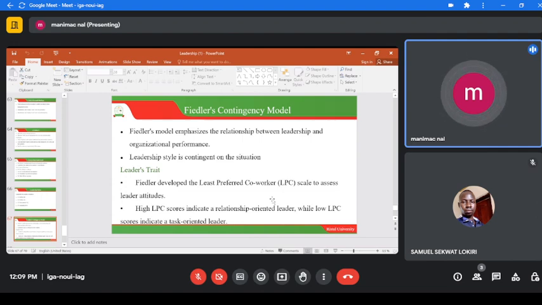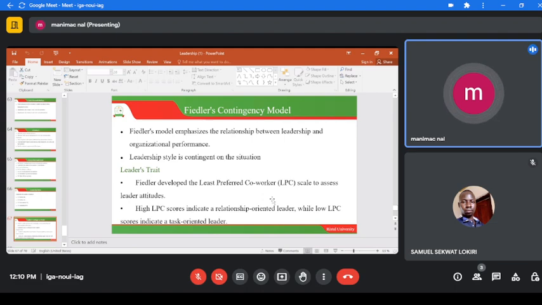Furthermore, we shall also look at Fiedler's contingency model, which emphasizes the relationship between leaders and organizational performance. It is also a leadership style that is contingent on the situation in a given working environment. So Fiedler, in his contingency model, looks at the strengths of a leader. When he developed this model, he looked at the least preferred co-worker scale to assess the leader's attitudes. A high score indicates a relationship-oriented leader, while a low score indicates a task-oriented leader.